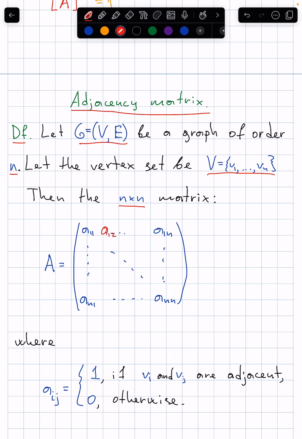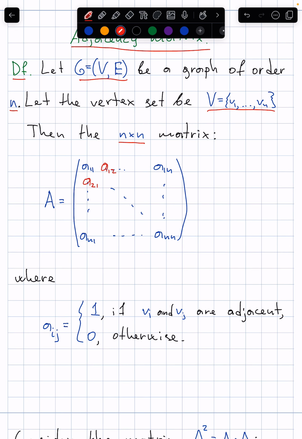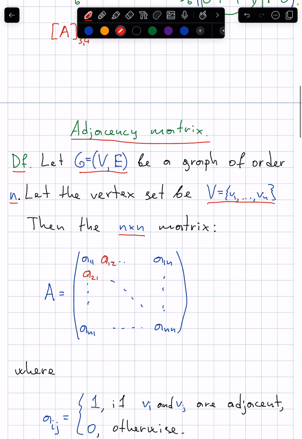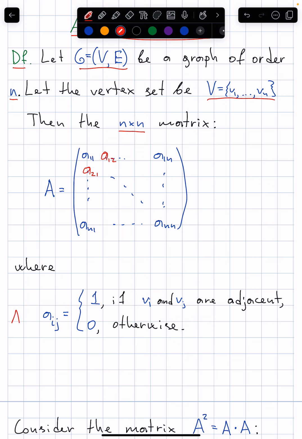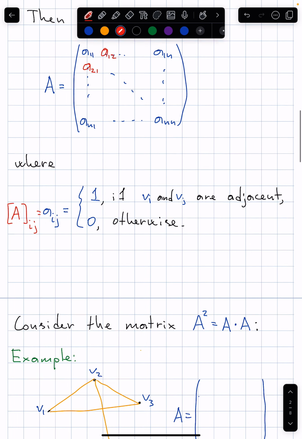A1n. You see that the first index corresponds to the number of the row, and the second index corresponds to the number of the column. So we got this matrix, and the condition is that Aij is equal to 1 if Vi and Vj are adjacent, and 0 otherwise. According to our notation, we also denote this entry in square brackets with the indices ij. That's just another notation for it. Okay, so that's the matrix.